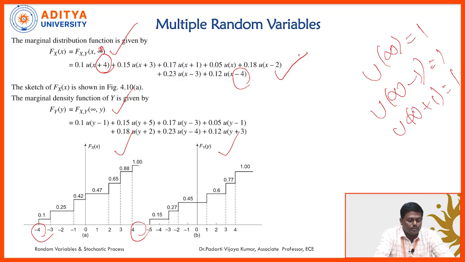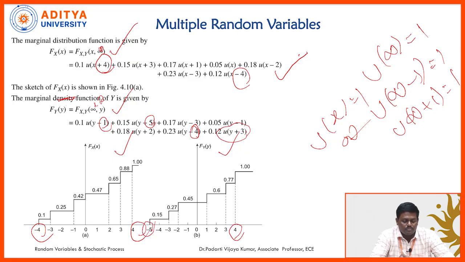Similarly, if I want to compute the marginal distribution function of y, I need to replace x with infinity. So replacing x with infinity, u of x will be 1 for all values, and these values will be 0.1 into u of y minus 1, and it goes on up to this one. So y ranges from y is equal to minus 5, this is the least range, and y is equal to 4 is the maximum range. So different steps based on these values. This is the marginal distribution function of y, and the marginal distribution function of x.